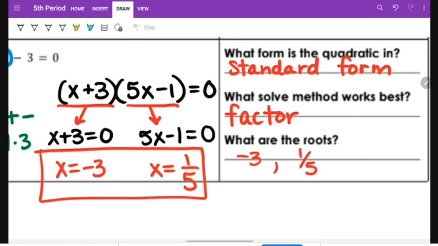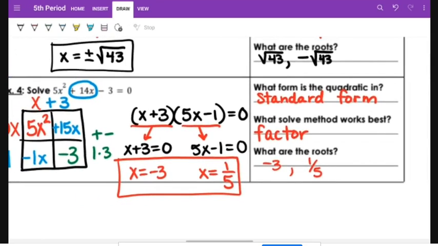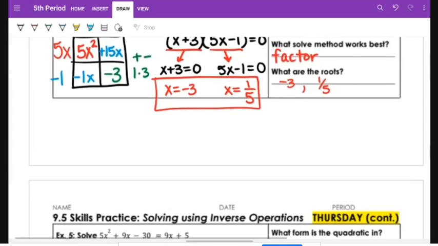Everything making sense so far? The real fun problems are on the next page. So flip it over and take a look at number 5.